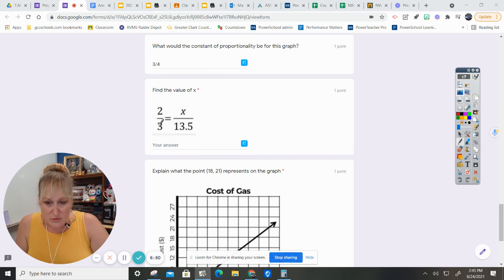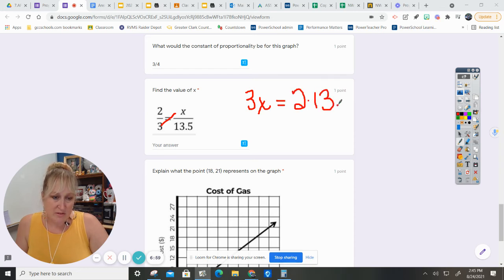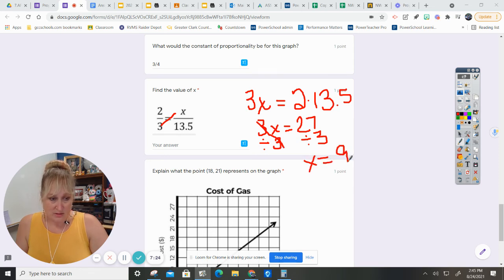Okay, we are going to do our cross multiplication. 3 times x goes on one side of the equal. 2 times 13.5 goes on the other side of the equal. 3x doesn't change, but I can do 2 times 13.5. If you have a calculator, use it, but I know that one, 27. So now I have to isolate that variable by using that inverse and moving that 3 to the other side. You're left with x equals 9. So you'll type in here 9.